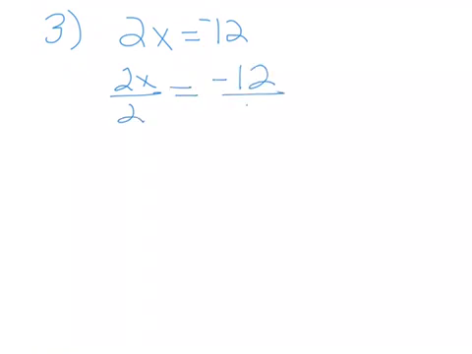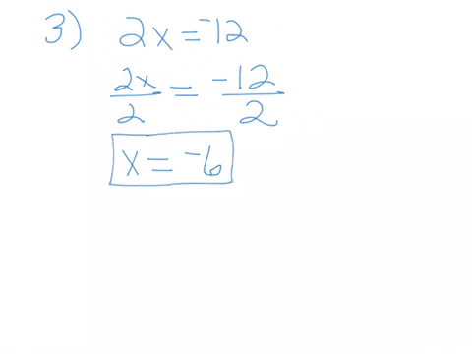Again, whatever you do to one side, you have to do to the other. So 2x divided by 2, the 2's would divide out, leaving you with x equals negative 12 divided by 2. It's a negative 6. 12 divided by 2 is 6. If you're dividing and the signs are different, your answer is negative. So negative 6 is my answer.